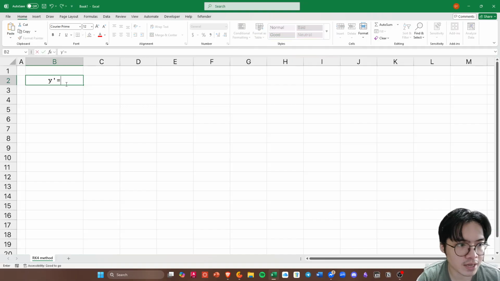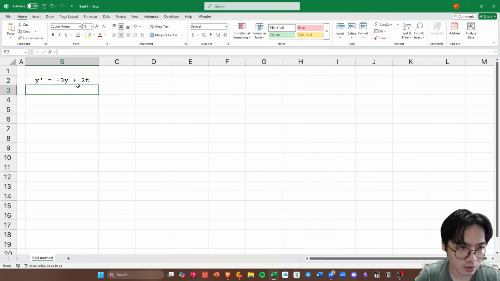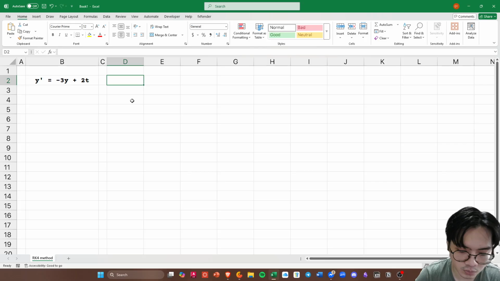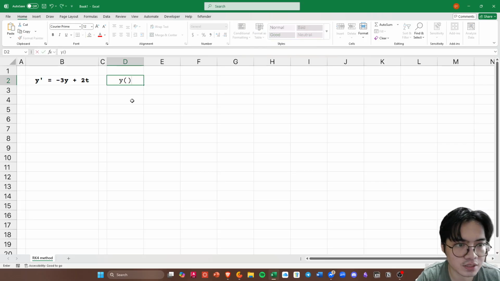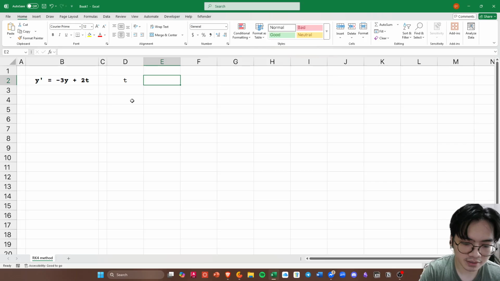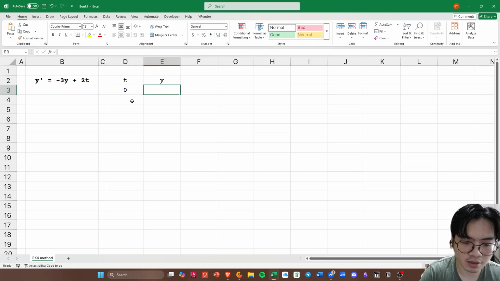We will have y prime is equal to negative 3y plus 2t. Right? This is now our equation. And then, ang ating initial condition, right? Ang ating initial condition is what again? Y of 0. Sorry, at time na lang, dito na lang natin lalagay time. And this is y. So, at time is 0, your y is 3.